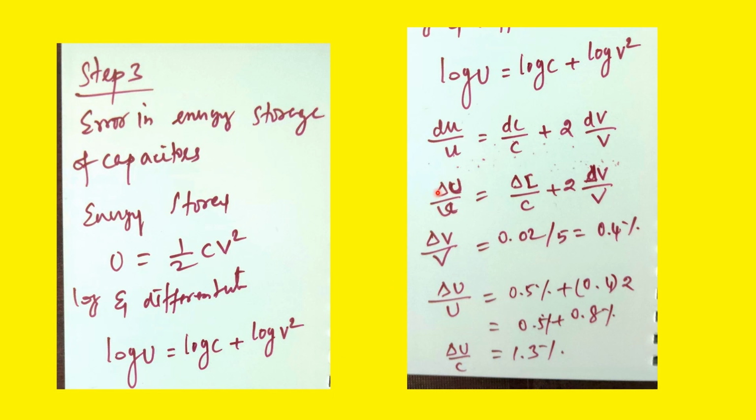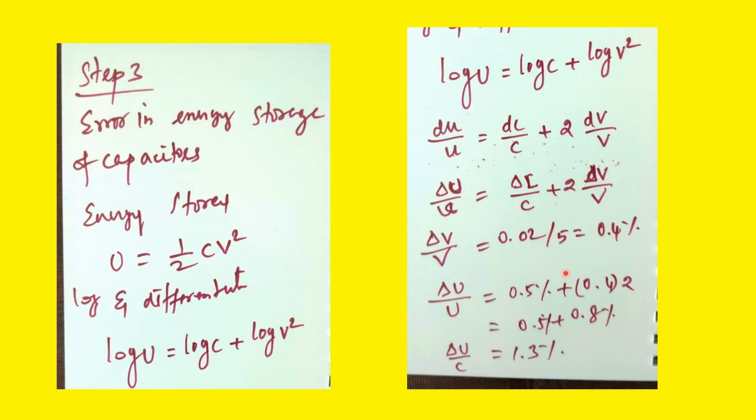So you can write as delta, so delta U by U is equal to delta C by C plus 2 delta V by V. Delta V by V is equal to 0.02 divided by 5, so that is again 0.4 percentage. If you calculate into percentage, delta C by C is equal to 0.5.